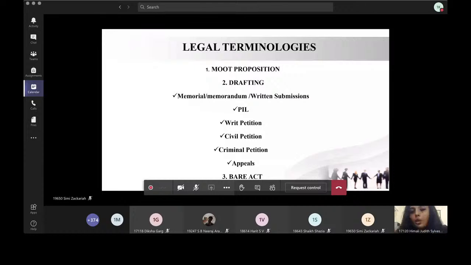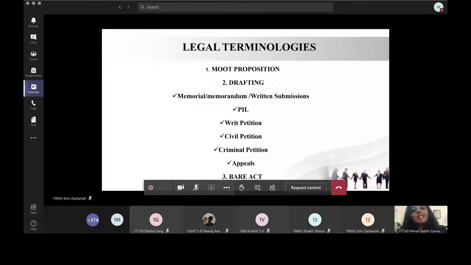So a moot proposition. What is a moot proposition? A moot proposition is the document that the organizing institution gives, which has a legal issue written in it. The document is usually more than 6 pages, and it has the entire legal issue elaborated and detailed.